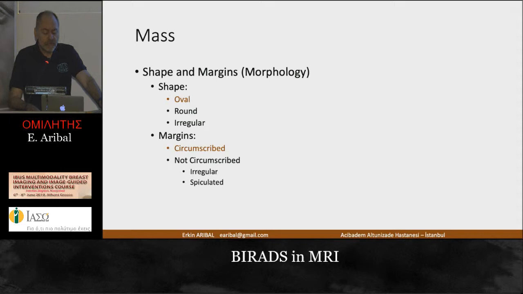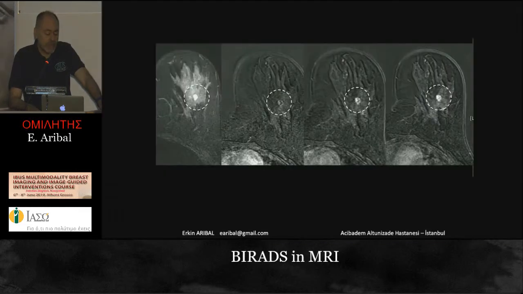It's oval, round, and irregular, circumscribed or not circumscribed as the margins. So if it's circumscribed and oval, it's mostly benign. But if it has the other features, it is suspicious. It can be malignant.